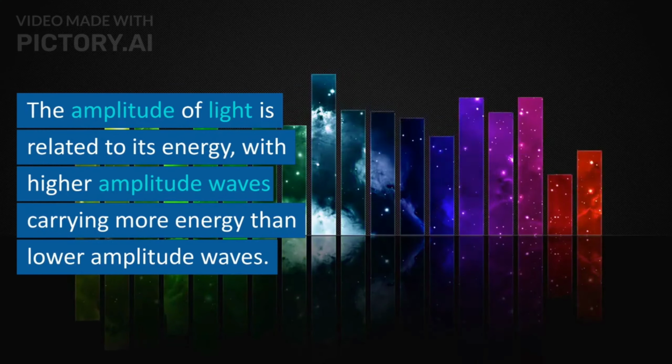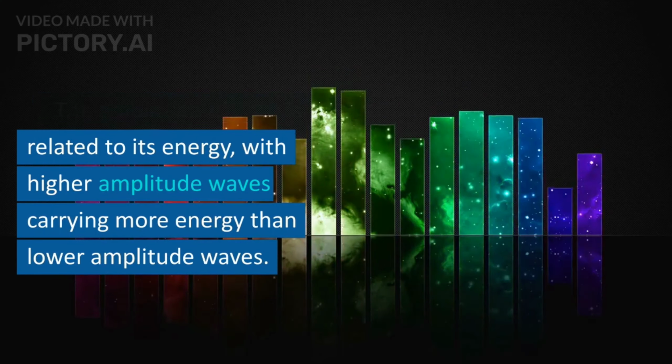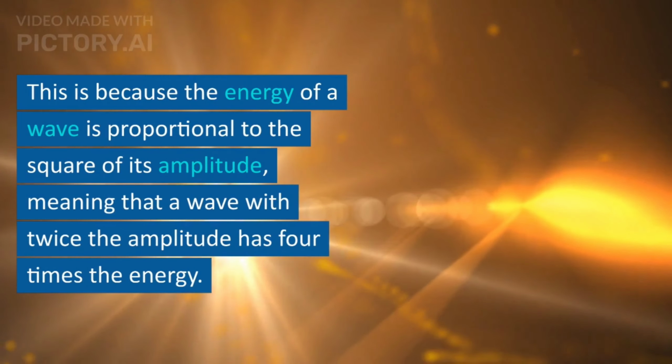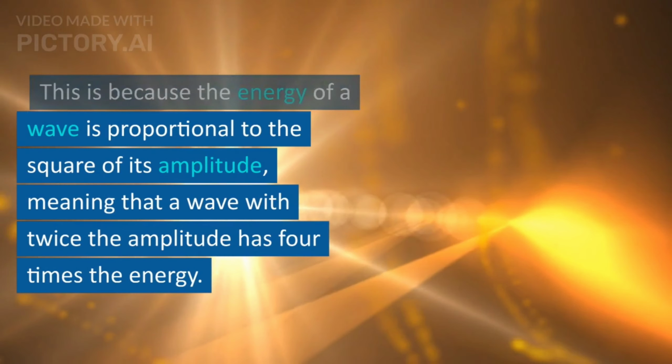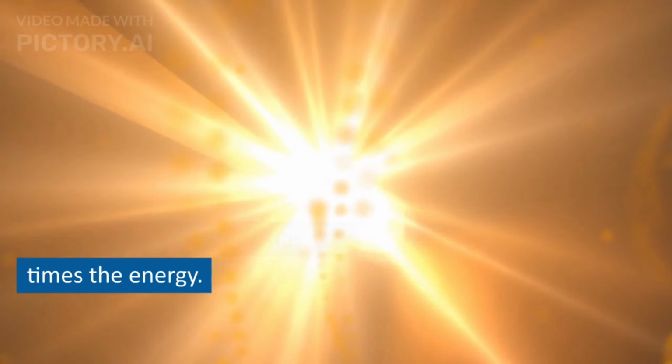The amplitude of light is related to its energy, with higher amplitude waves carrying more energy than lower amplitude waves. This is because the energy of a wave is proportional to the square of its amplitude, meaning that a wave with twice the amplitude has 4 times the energy.